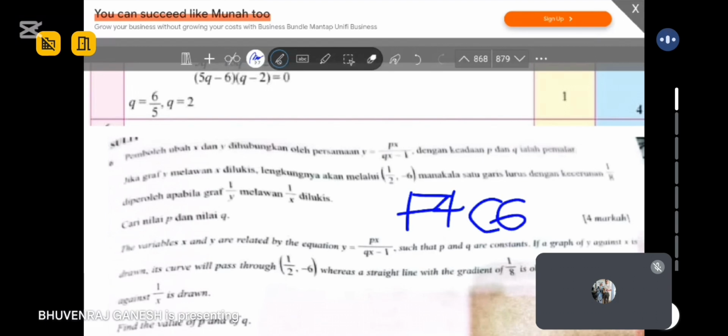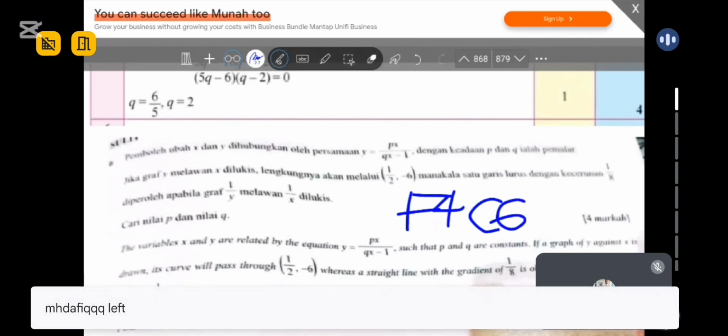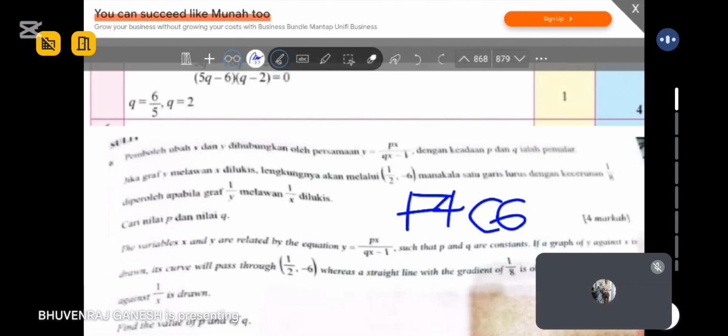Hukum linear. Okay, so the question is find the value of P and Q. Cari nilai P and Q. Okay, so first you must read the statement. Okay, so they say the curve will pass through this point. Okay guys, first step, may I know this information, what will you do? Apa kamu akan buat menggunakan informasi ni?